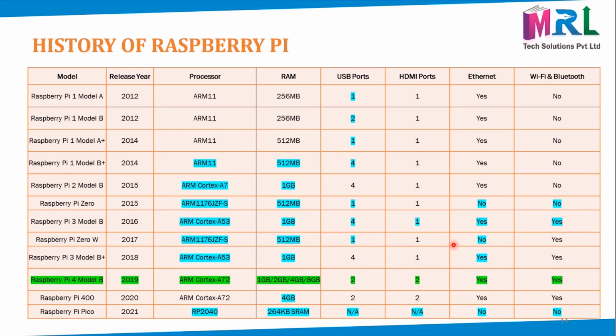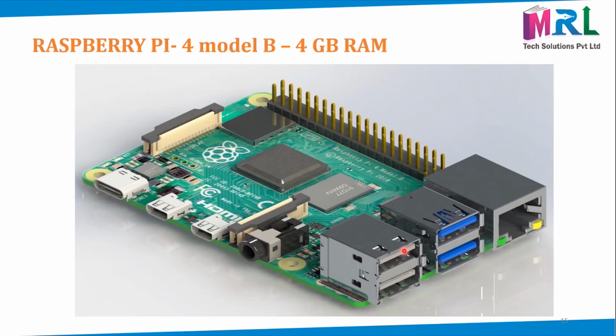Based on your application, you can choose any Raspberry Pi board from this comparison. This will act as an ATM size CPU. That is why I chose the Raspberry Pi 4 Model B for my applications. So this is the image of Raspberry Pi 4 Model B. For my application, I chose 4 GB RAM.